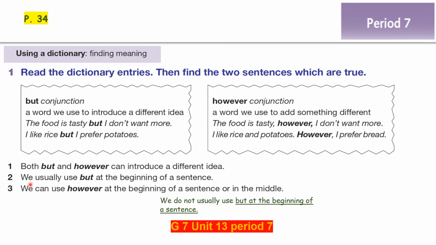The first sentence: both but and however can introduce a different idea. What do you think of that? Okay, the second one: we usually use but at the beginning of a sentence. What do you think? 3. We can use however at the beginning of a sentence or in the middle. Okay, I'll give you some seconds, then we will negotiate the answers together.